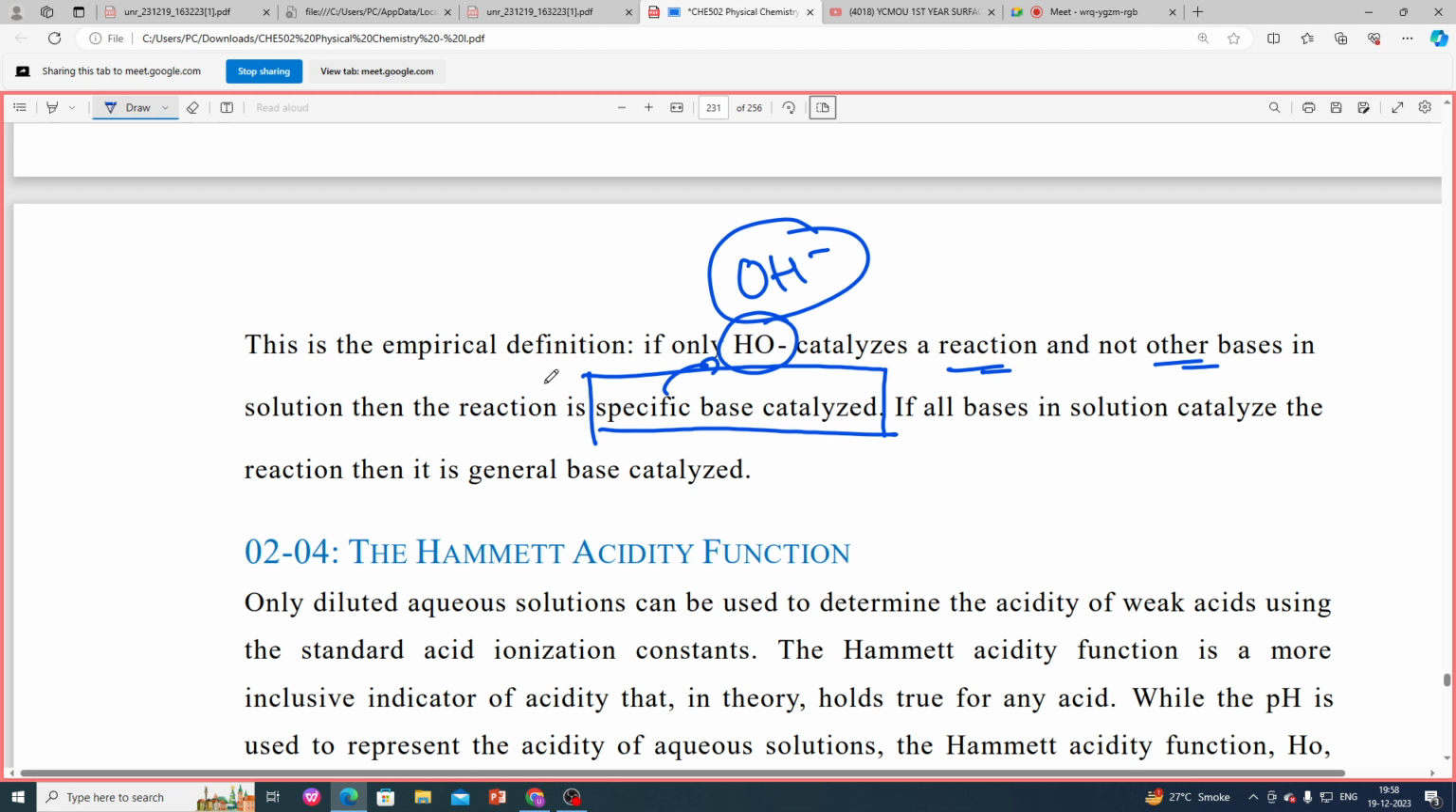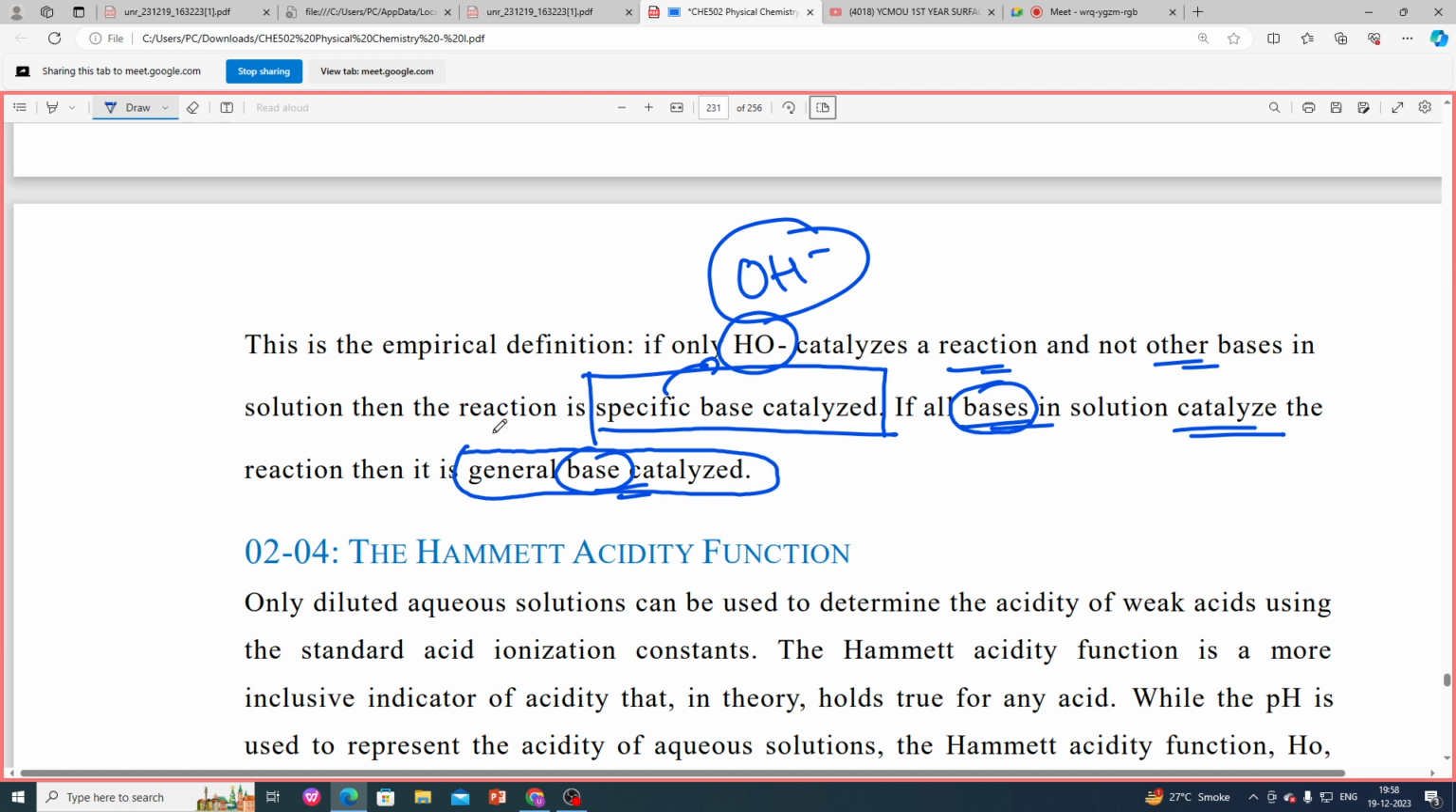Next one, the Hammett acidity function. If all the bases in the solution catalyze the reaction, then it is a general base catalyst. See, what is given: if all the bases in the reaction catalyze the reaction, it is a general base catalyst. Look, if only one base catalyzes the reaction, then we can say that it is a specific base catalyzed reaction, and if all the bases present in the solution catalyze the reaction, then it is a general base catalyzed reaction.